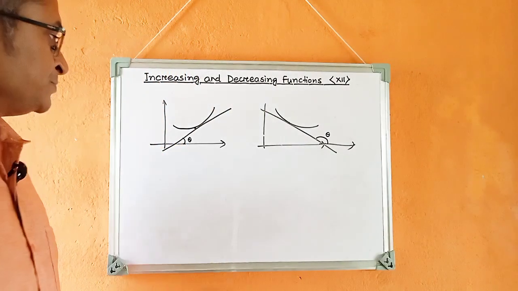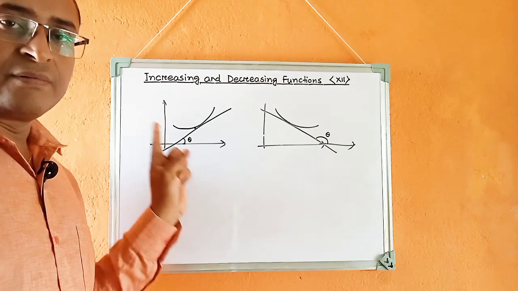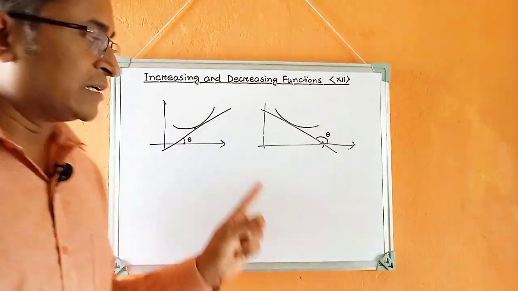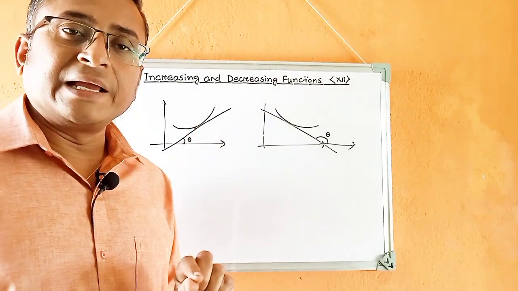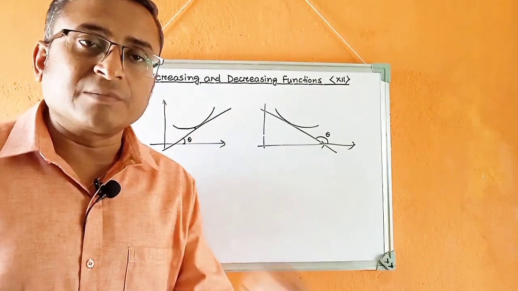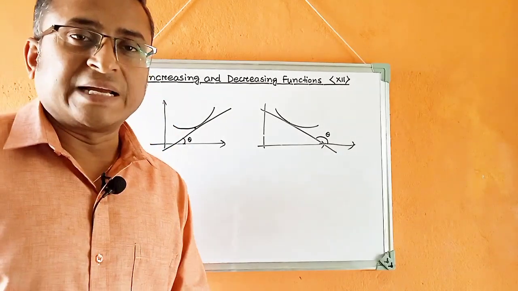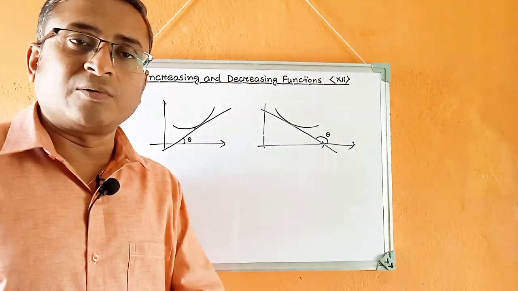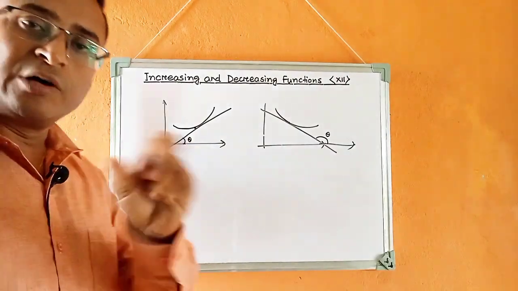I repeat, in case of an increasing function, look, this is the curve of an increasing function. Theta is an acute angle which it makes with the positive direction of the x-axis, and tan theta is always positive. That means dy by dx is greater than or equal to 0. This is the condition of an increasing function.